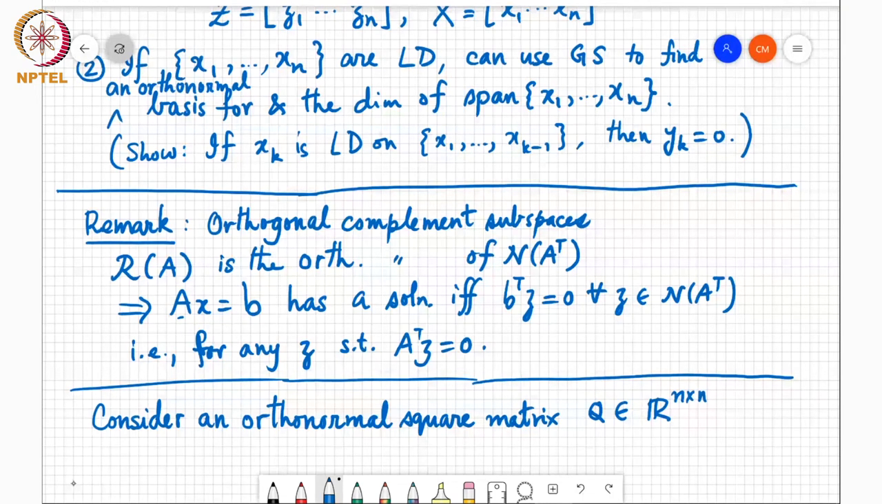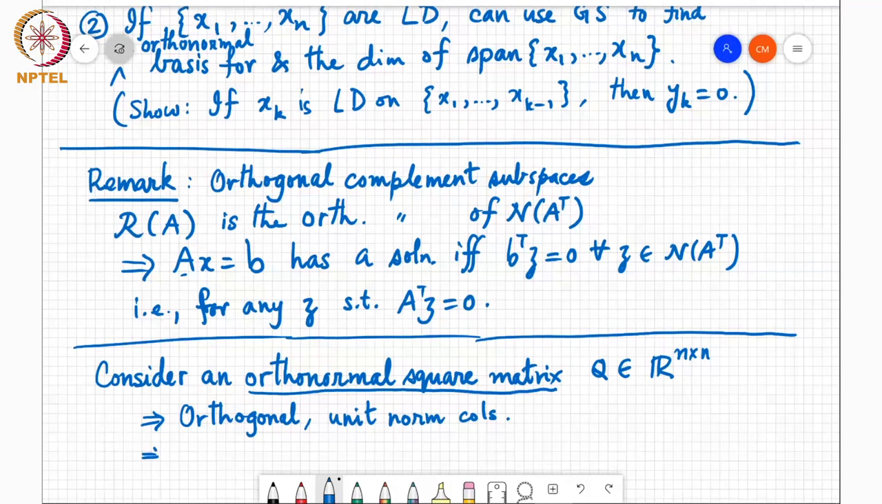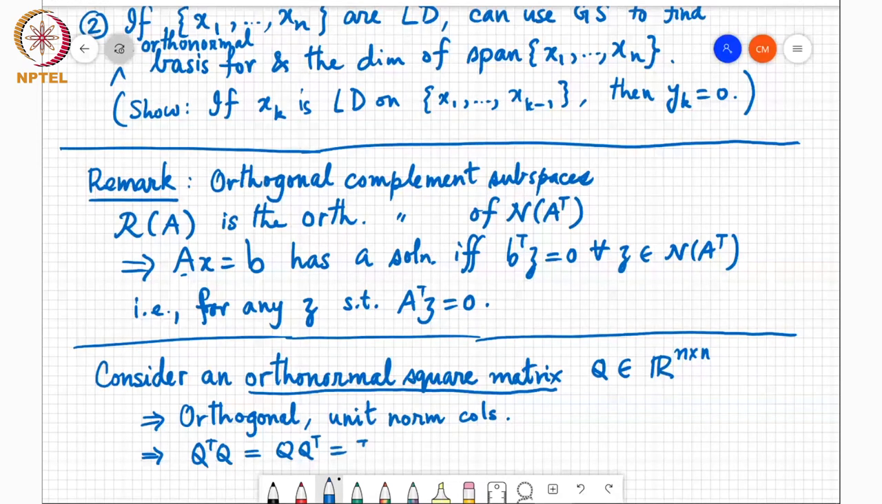So I'm defining an orthonormal square matrix. Let's consider an orthonormal square matrix. This is a matrix such that it has orthogonal and unit norm columns. That's the definition of an orthonormal matrix. Another way to define it is that the matrix Q satisfies Q transpose Q equals Q Q transpose equals the identity matrix.